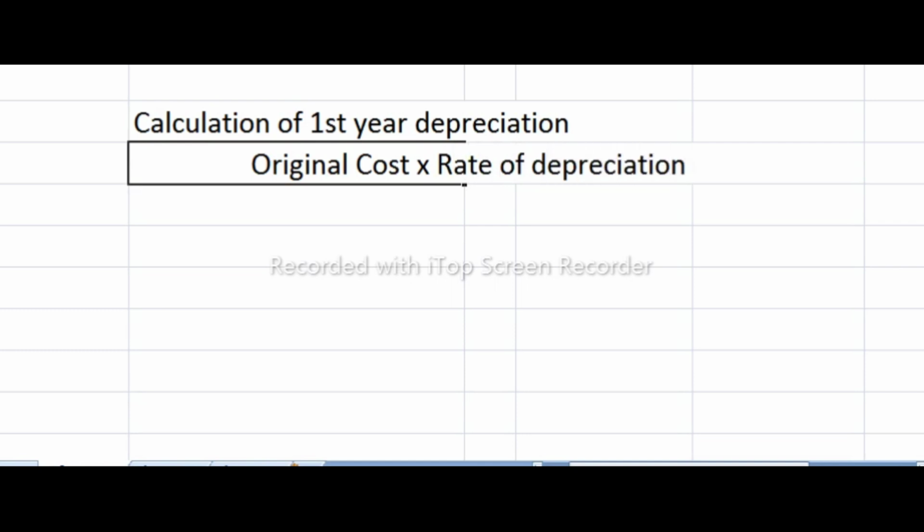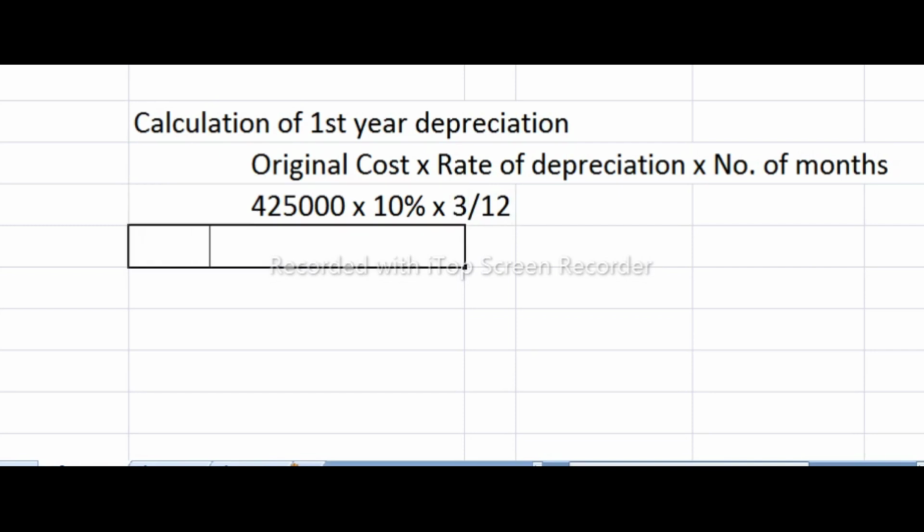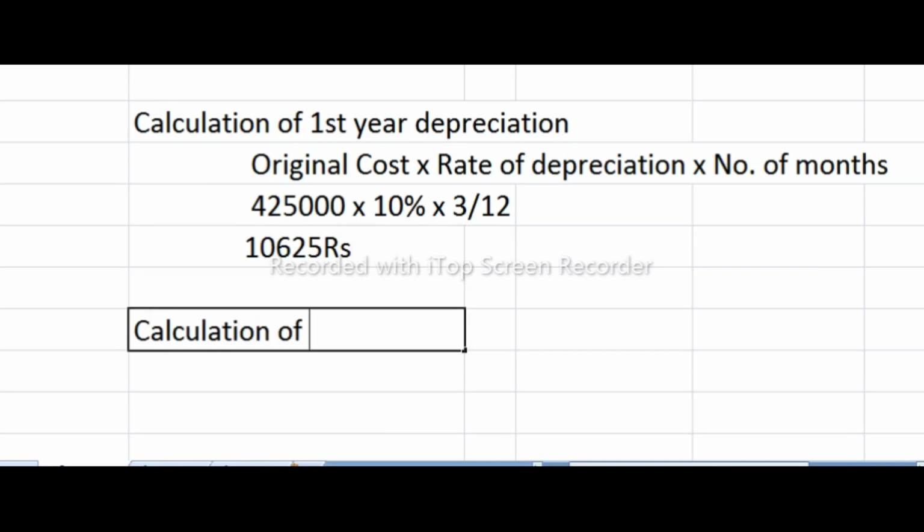The formula goes as original cost into the rate of depreciation into the number of months. The original cost in our sum for the first year is 4,25,000, which we have already calculated by adding the erection charges and the freight charges. So 4,25,000 into rate of depreciation 10%, 10 by 100, into, from the calculation of dates, only 3 months. So 3 by 12. When you calculate, you'll get the same answer, that is 10,625.